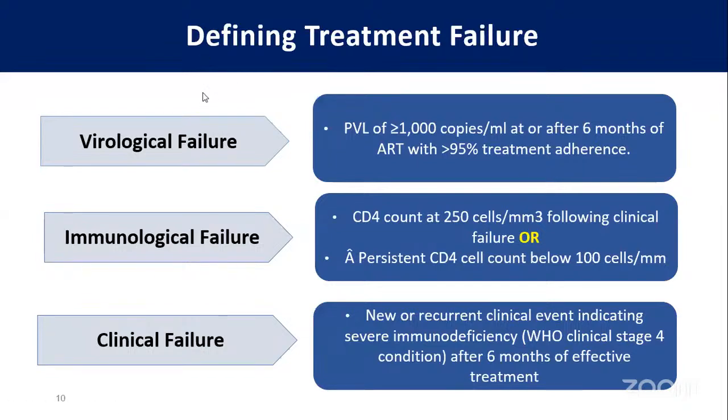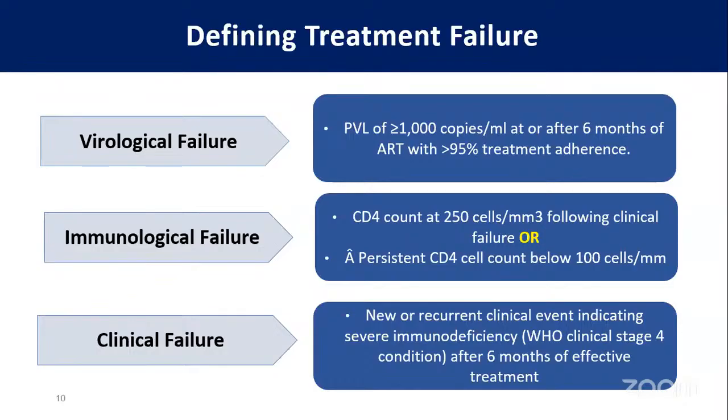So these are the definitions. Virologic failure in the program condition is HIV-1 plasma viral load of more than 1,000 copies per milliliter at or after 6 months of continuous antiretroviral therapy with more than 95% treatment adherence. This is the keyword. And immunological failure is a CD4 count at 250 following clinical failure, or a persistent CD4 count below 100 cells per cubic millimeter.